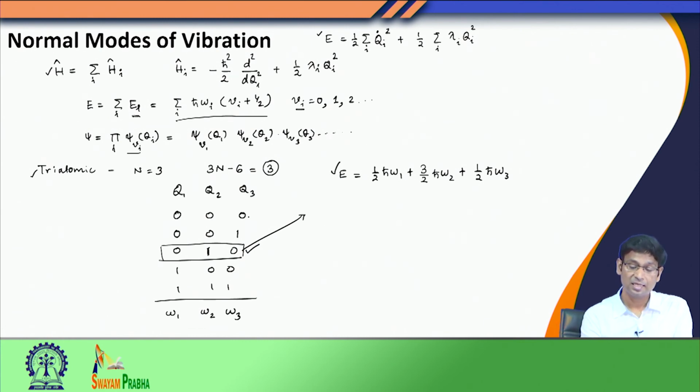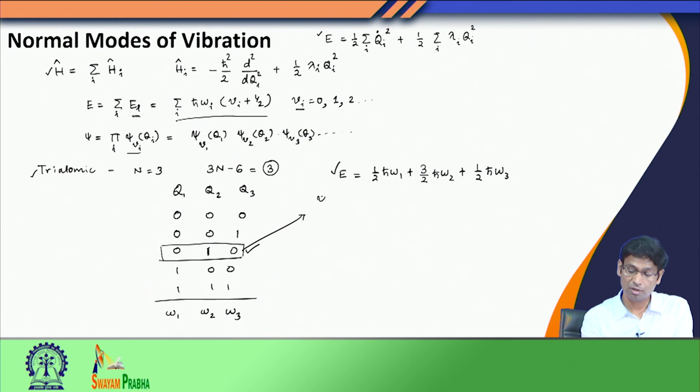Now, in that sense, what will be the energy of the 0 0 0 state? Because that will be the zero point energy. The energy of the 0 0 0 state, the ground state, will be simply half h bar times omega 1 plus omega 2 plus omega 3. That would be the zero point energy of this 3-dimensional harmonic oscillator.